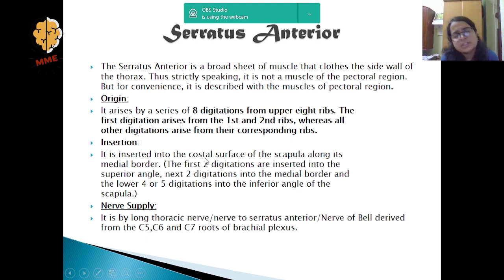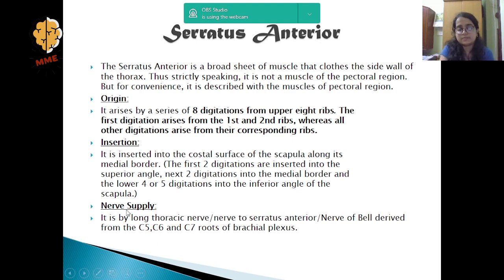Insertion: it's inserted into the medial border of the scapula along its costal surface or anterior surface. The first two digitations are inserted into the superior angle, the next two digitations into the medial border, and the lower 4 or 5 digitations into the inferior angle of the scapula on its costal aspect.